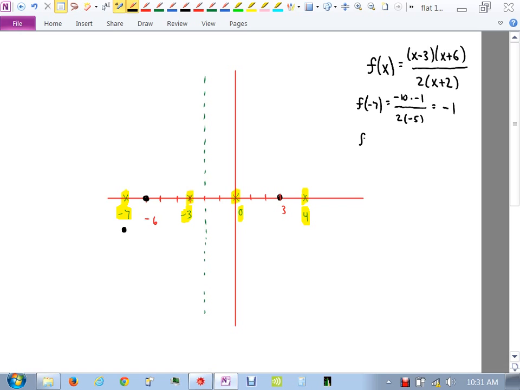Now I plug in -3. I get -6 times 3 over 2 times -1, which is -18 over -2. It's +9. So at -3, I'm up at 9. That kind of makes sense. It's a vertical barrier in my way. At 0, I should plug it into the other one, right? -18 over 4.